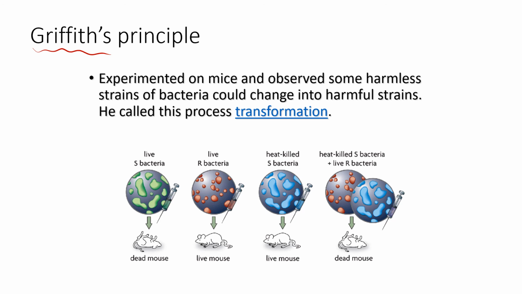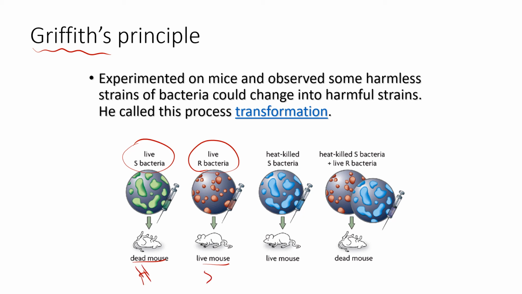So basically what he did is, when he injected the live S bacteria into the mouse, the mouse died. When he put in this live R bacteria, the mouse lived. So this one was harmful and this one was safe.